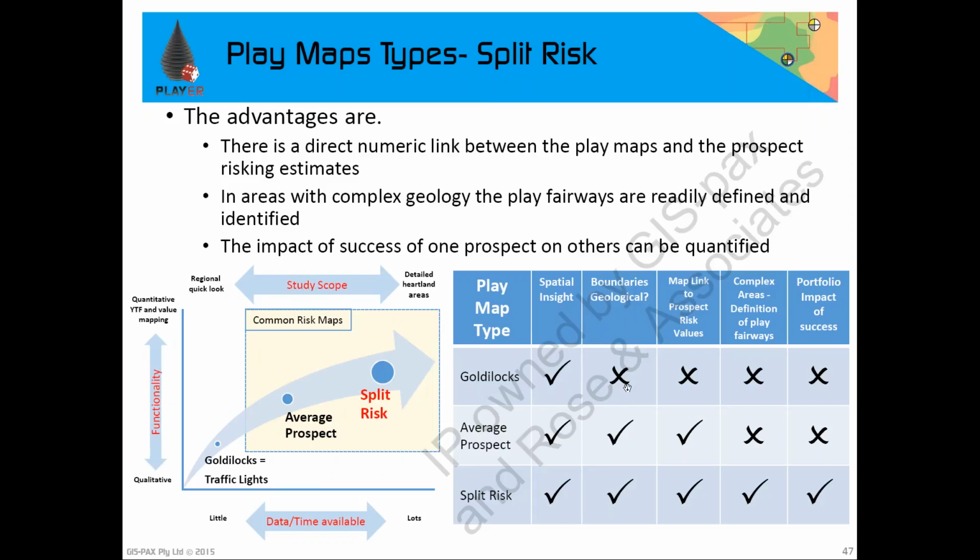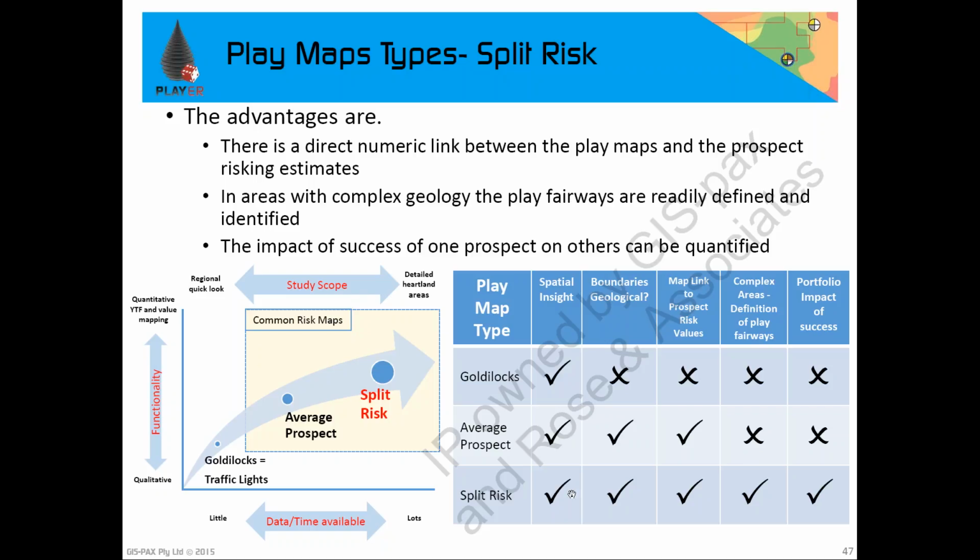So when we look at those 3 different types, we've got the traffic light Goldilocks maps, the average prospect maps, and the split risk maps. And it's the split risk maps that give you all of those elements. You can measure the impact of each prospect on each other on success. You can define the play fairways areas in complex areas. There's a direct link between the prospects and the maps. And we always recommend geological boundaries, and all of them give you spatial insight.